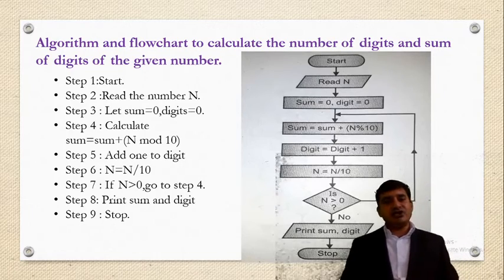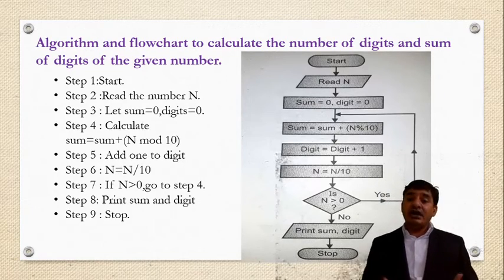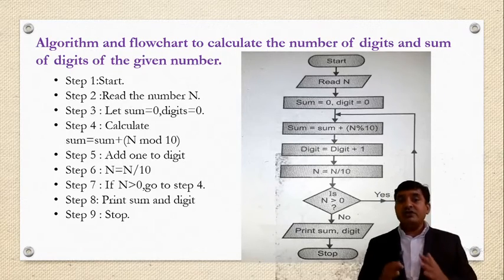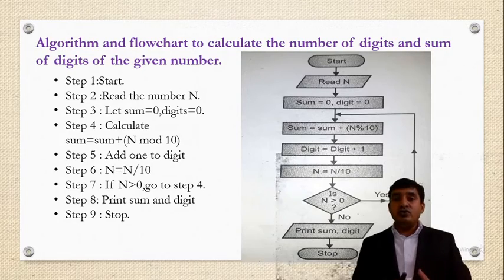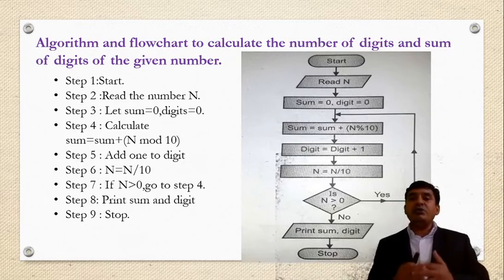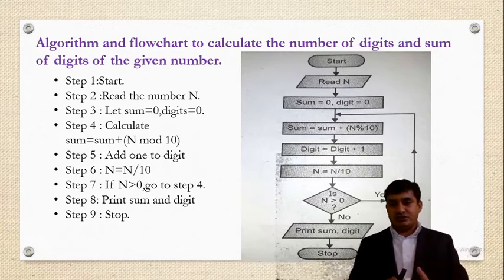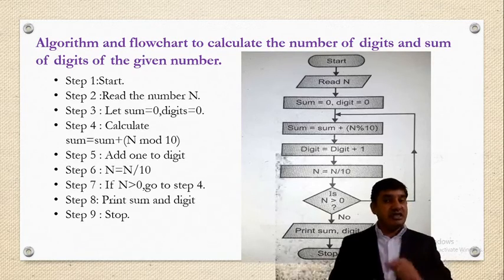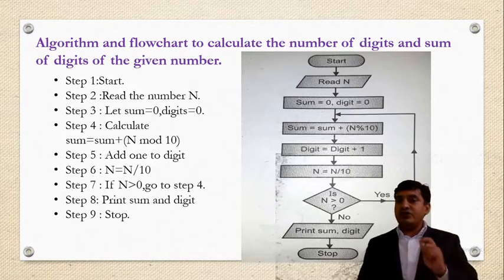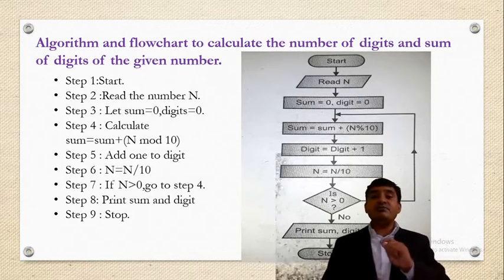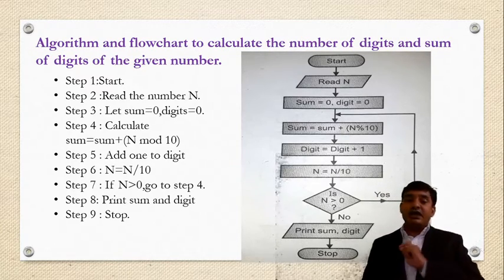Now the flowchart. First step is start, second read n. That is the number from which we have to calculate the number of digits and sum of digits. That number is n. Sum is equal to 0, digit is equal to 0. Now sum is equal to sum plus n mod 10.